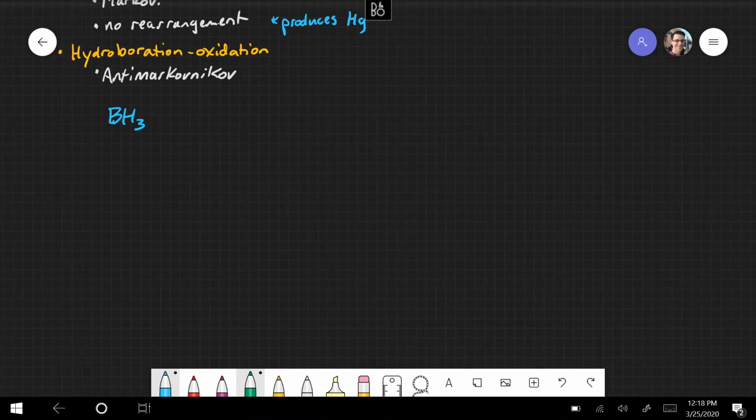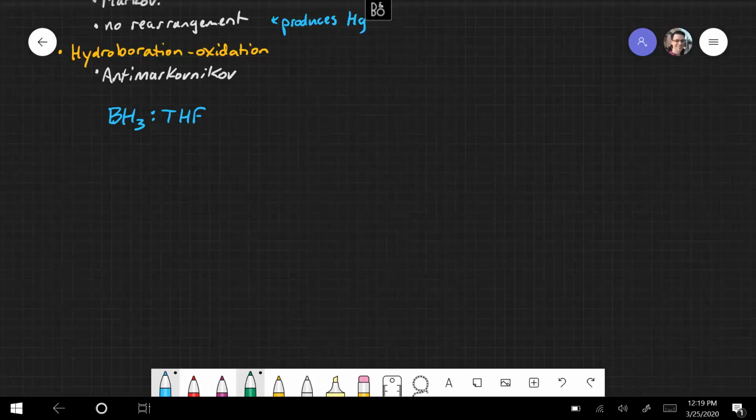Now this would be dissolved in tetrahydrofuran, which allows it to form a more stable complex. But again, still precautions need to be taken when using this borane and tetrahydrofuran. So this would be dissolved in some non-reactive solvent like diethyl ether. Okay. B, boron, is actually a nucleophile. Sorry, it's actually an electrophile.